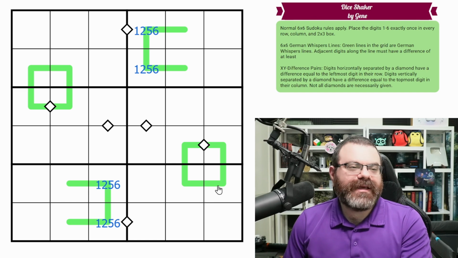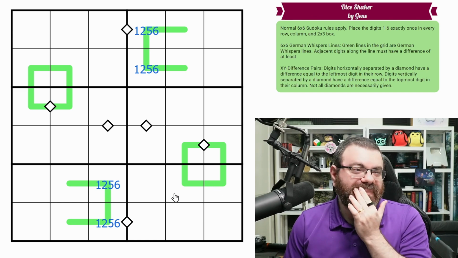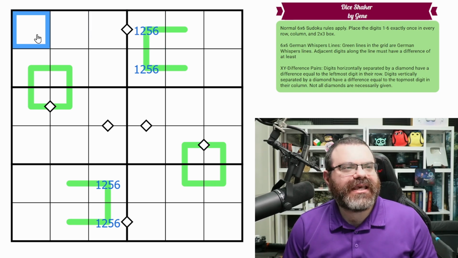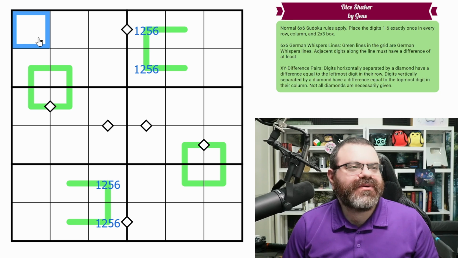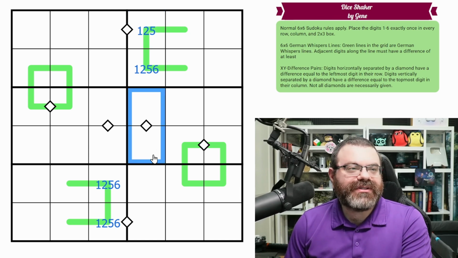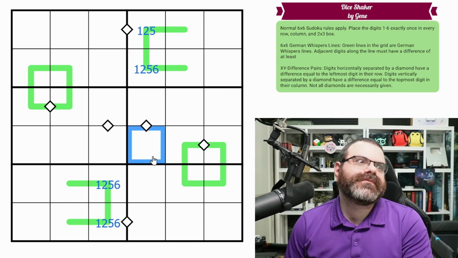Let's see. And that's all we get out of that. One thing that's interesting also is, we know this cell here isn't a 6. I don't know how useful that is, but you can't have a difference of 6 across this diamond. So this is not a 6. It does mean this is not a 6, because this is the difference between these two. And again, you can't have a difference of 6. If this was a 5, then this would have to be a 1, 6 pair. That actually works. That would make this a 2. Okay.